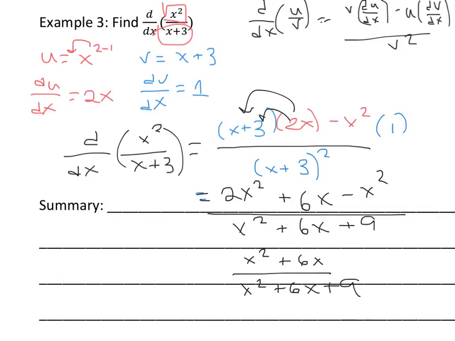Okay, now, one of you, I guarantee you, is going to say, ooh, I have an x squared plus 6x here and an x squared plus 6x here, I'm going to cancel those out. But you can't, because on the denominator, this x squared plus 6x is part of this whole term. You cannot cancel out part of a term. So this is your final answer.